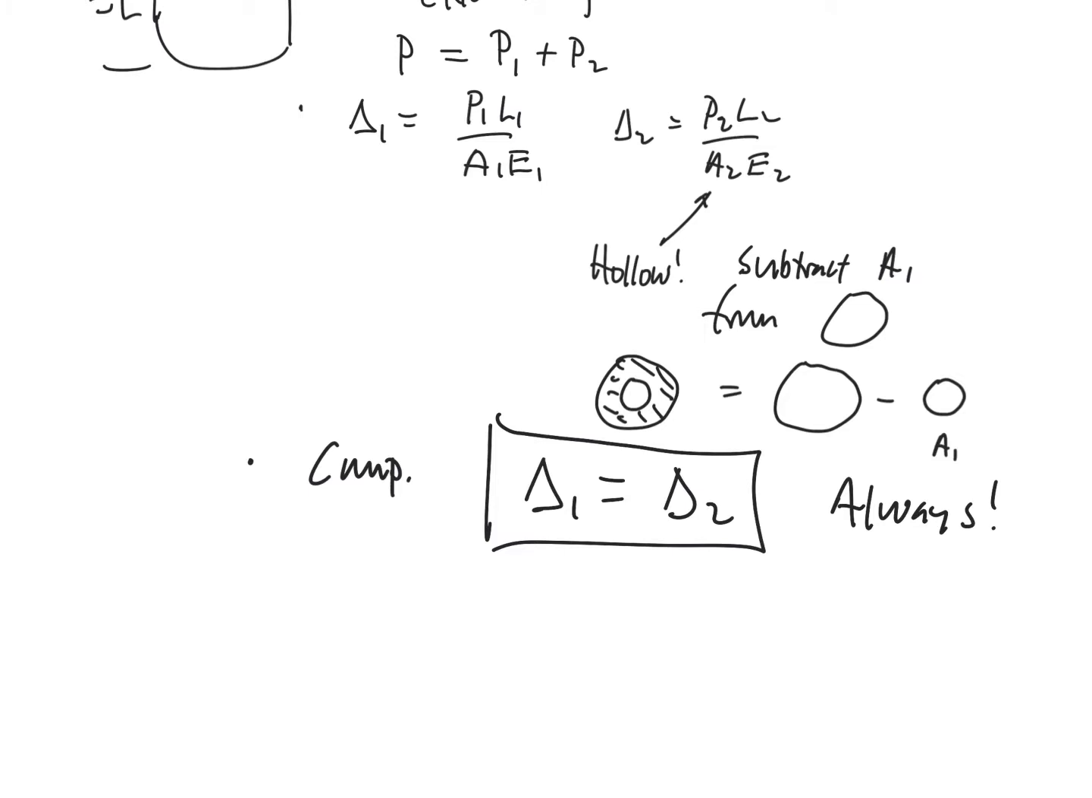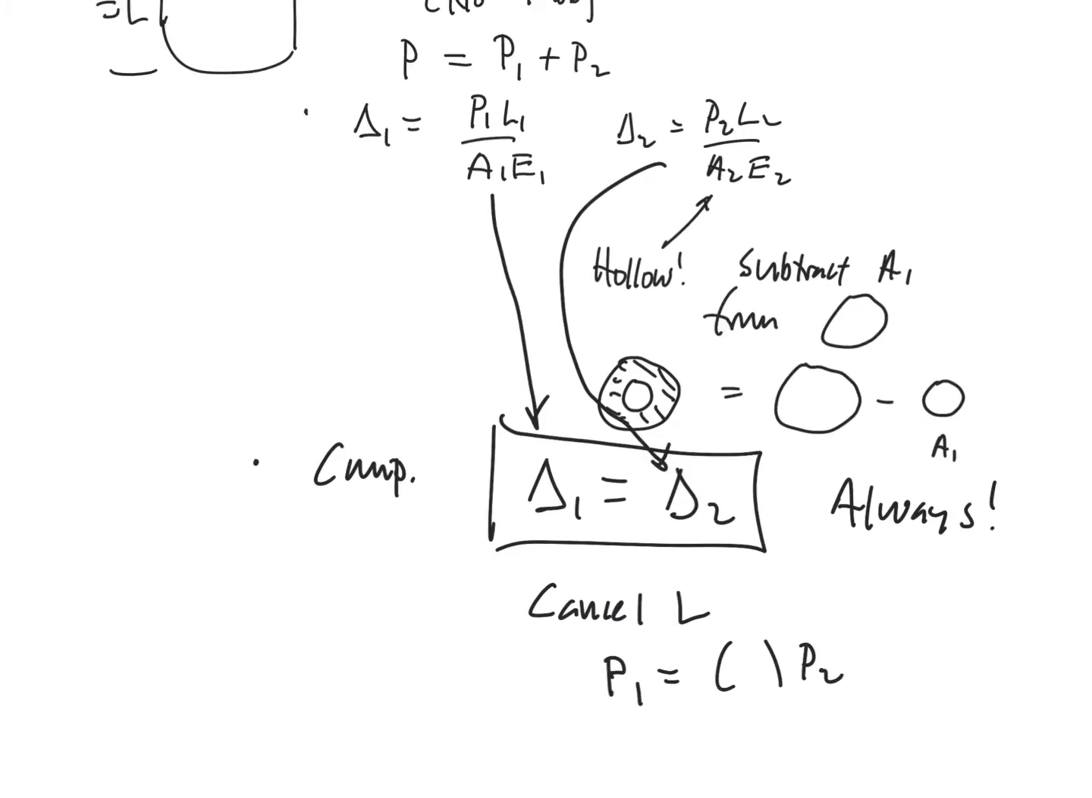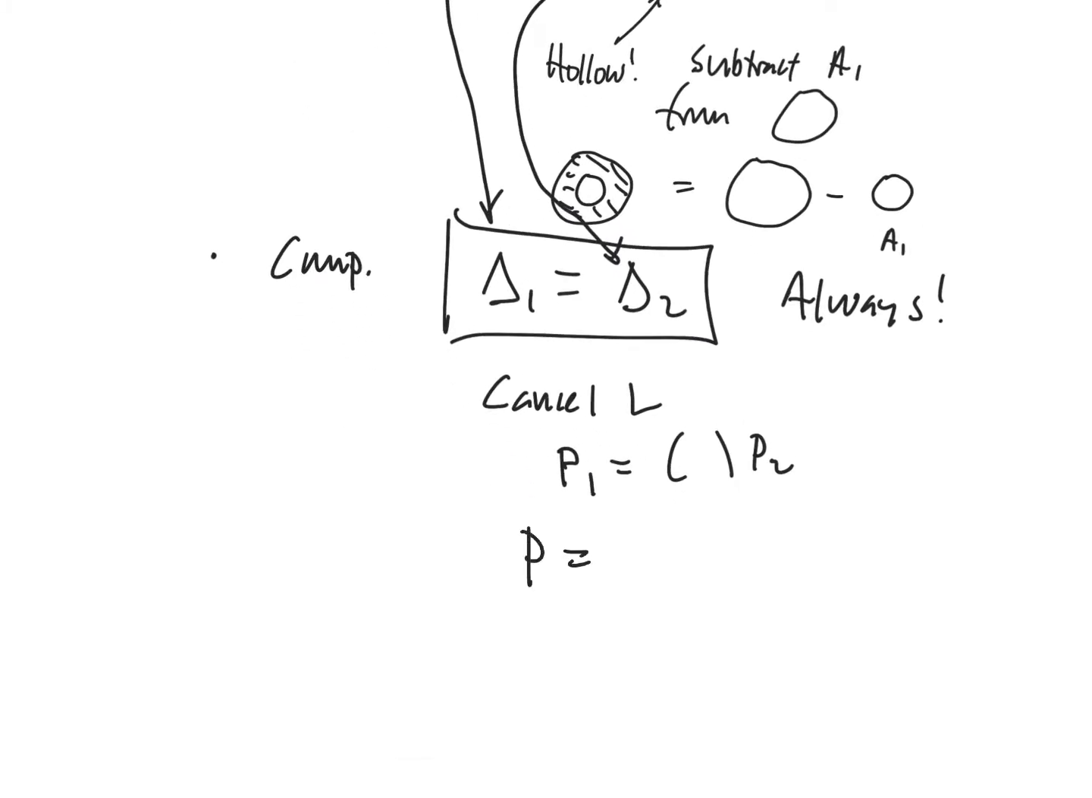Now the algebra on this one gets a little bit messier, I suppose, because you have to take this value and it goes here, and you have to take this value and it goes into here. So normally you would cancel the L's, and then solve for P1 in terms of something times P2, and then that goes back into statics. So you're going to have P is equal to P1 plus P2. So you would replace that, and you're going to have something times P2 plus the original P2, and you solve for that particular force.